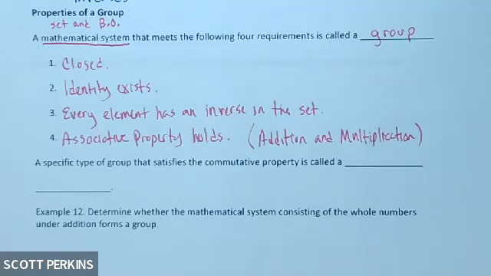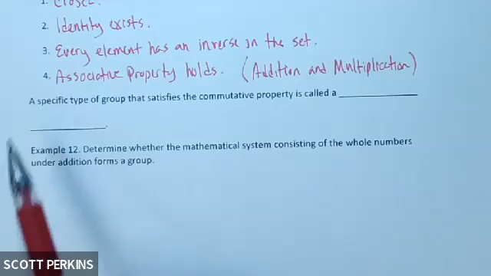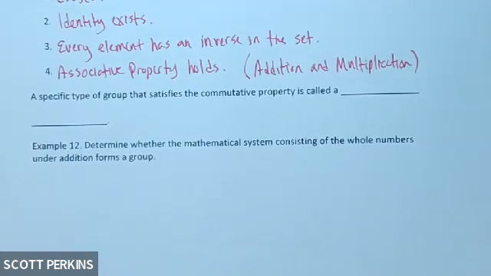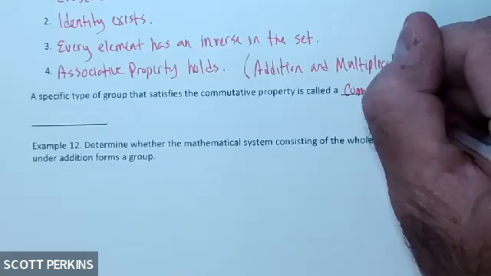One more little detail, and then we're going to finish our time in this section with 3 examples. A specific type of group is one that also satisfies the commutative property. If the commutative property also holds, then that is called a commutative group.